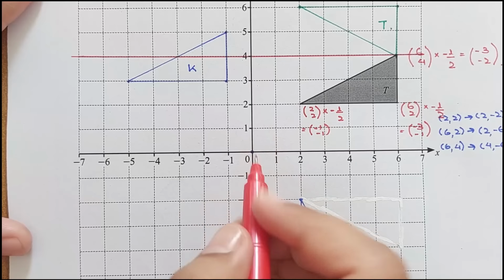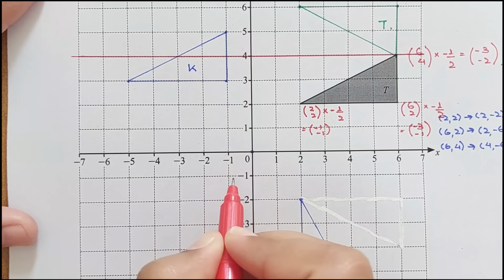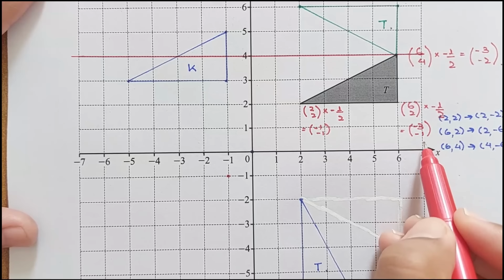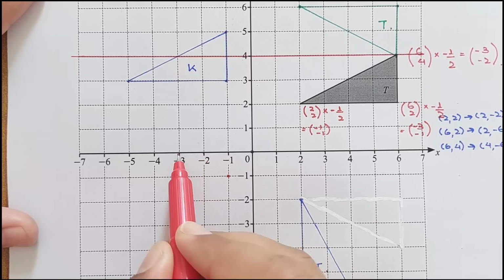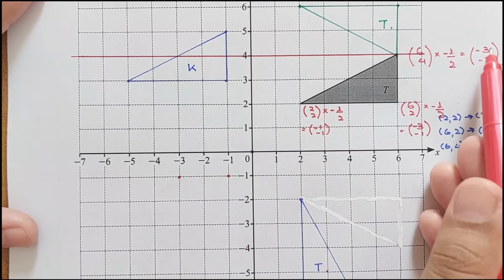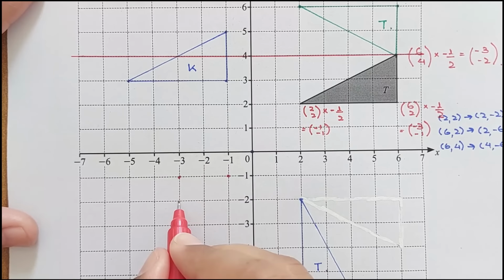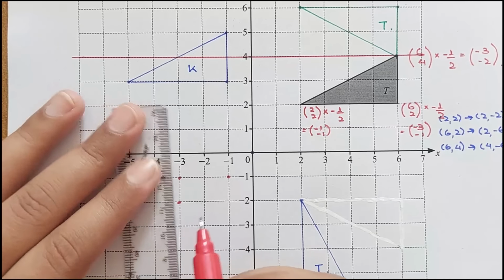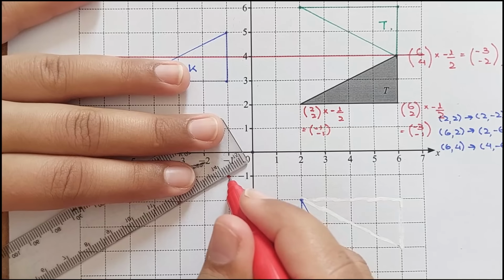Right, so now the new distances we have. For this coordinate, from the centre we move 1 unit left and 1 down, so the new coordinate is (-1, -1). Next, (-3, -1): from the centre, 3 units left and 1 down. And this is (-3, -2): from the centre, 3 units left and 2 units down. So this is the triangle P. We have to name the image P.